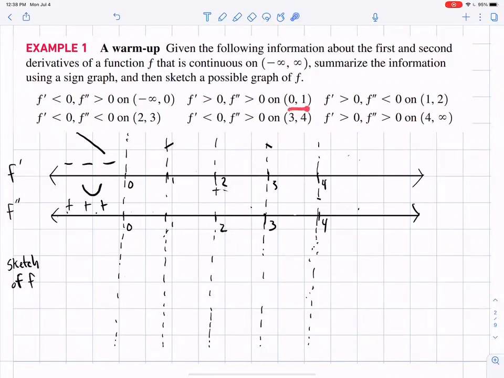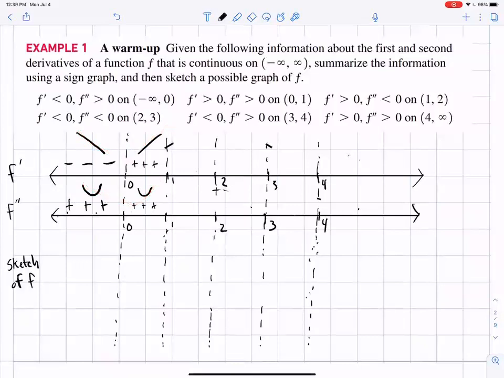On the next interval, 0, 1, the first derivative is positive, the second derivative is positive. So concave up and going up. So this right here, from the first derivative test, tells us that must be a local minimum there. And it's also concave up, which makes sense.